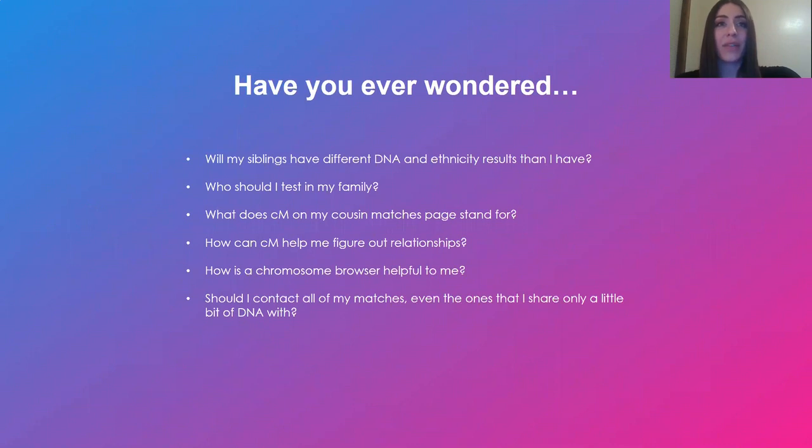So, have you ever wondered if your siblings will have different DNA and ethnicity results than you do? Who should you test in your family? What does cM on my cousin matches page stand for? Or how cM can help you figure out relationships? Why a chromosome browser would be helpful, or if you should contact all your matches, even the ones that you hardly share any DNA with. These are some common questions asked that I will be answering today.